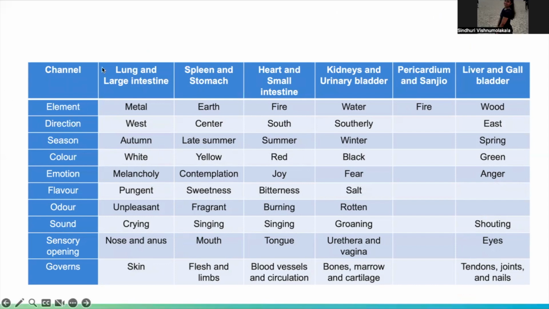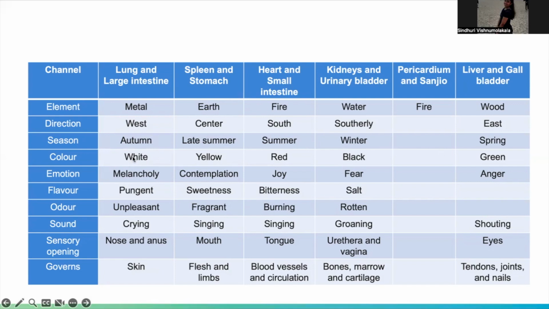As we can see, we have the five elements. The lung and large intestine are metal, spleen and stomach are earth, heart and small intestine, and also pericardium and triple energizer, share fire, kidney and urinary bladder are water, liver and gallbladder are wood. Moving on to the direction, from the west, center, south, southerly and east. And the seasons begin with autumn, late summer, winter and spring.